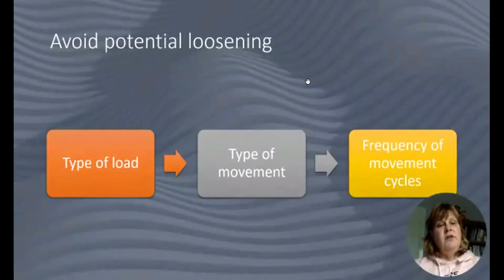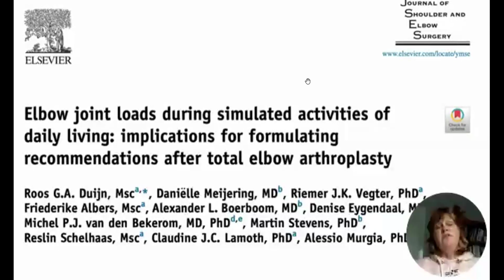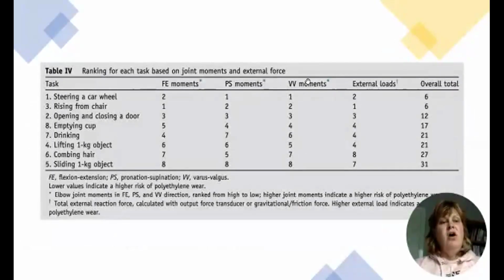Well, we need to think about the type of load, the type of movement, and also the frequency of movement cycles. In the past, we've always told patients to refrain from lifting weights on an intermittent basis for more than 5 kilograms. However, there's actually no concrete evidence to support this, and it was really interesting, this recent study that showed that steering a car wheel was, in terms of joint reaction forces, almost similar to pushing up from a chair. So I think there needs to be more work done to see what are safe, functional, appropriate limitations for patients.